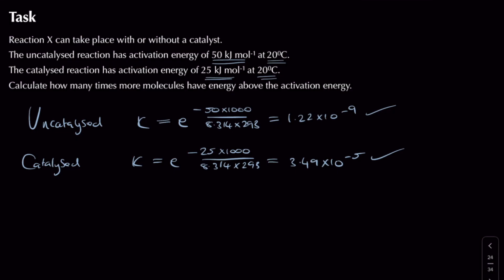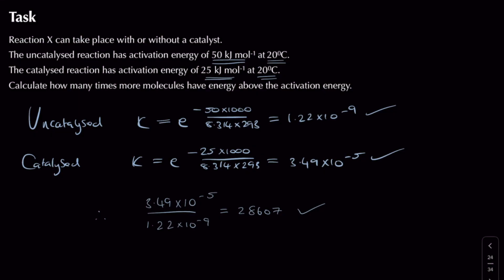Now, how to go about finding how many times more molecules we have with energy above the activation energy, or in other words, finding how many times greater our new rate constant is going to be. Well, what I would do is take my latter number, my larger number in this case, that's going to be 3.49 times 10 to the power of minus 5, divide that by my smaller number before, and that's going to be 1.22 times 10 to the power of minus 9, and then of course I work out an answer in my calculator. That's 28607 times. So we know, of course, we end up with 28607 times increase in the rate of reaction, which seems like a massive number compared to the last one, but of course we're looking at a catalyst here, and that's how we can answer that question.